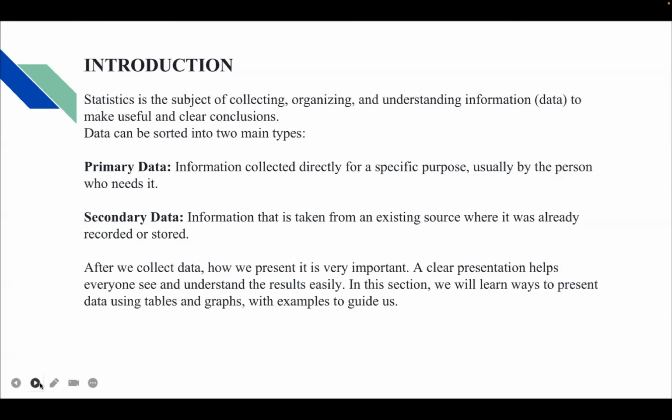A clear presentation helps everyone see and understand results easily. In this section, we'll learn ways to present data using tables and graphs.